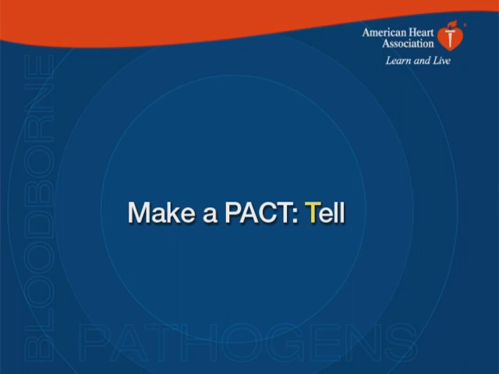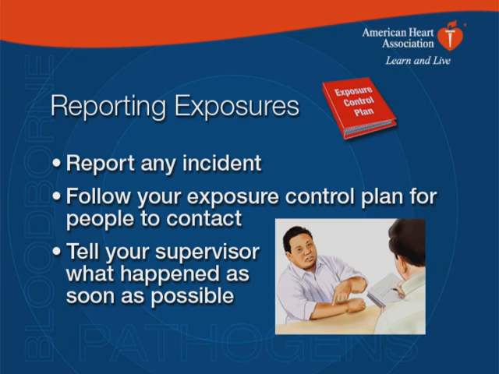This section addresses reporting exposures to bloodborne pathogens. It is very important that you report any exposure to blood or blood-containing materials. These reports help you get treatment and help your employer identify and reduce causes of exposure. Your employer's exposure control plan lists the people at your workplace you must tell about an exposure. Ask your supervisor or company safety professional for more information. You should tell your supervisor what happened as soon as possible. Your employer may send you to a healthcare professional for evaluation after an exposure incident.